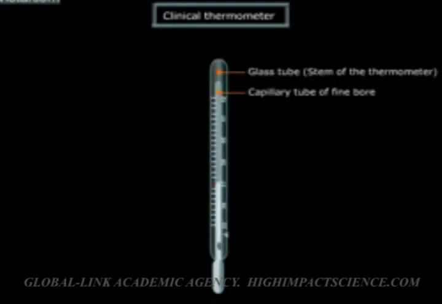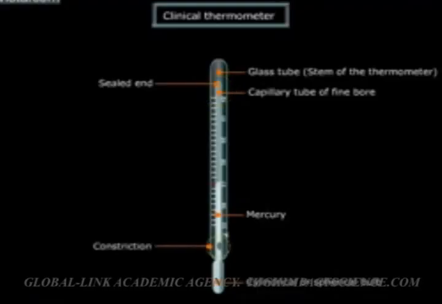One end of the capillary is drawn into a small cylindrical or spherical bulb. The bulb is filled with mercury. The other end is sealed. There is a constriction present in the capillary tube a little beyond the bulb. The mercury passes through this constriction only when it expands due to the rise in temperature. The mercury thread remains in its position due to this constriction, and the temperature can be easily read. There is a mark on the stem of the thermometer which indicates the normal body temperature.